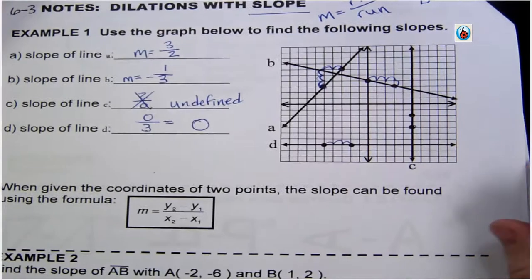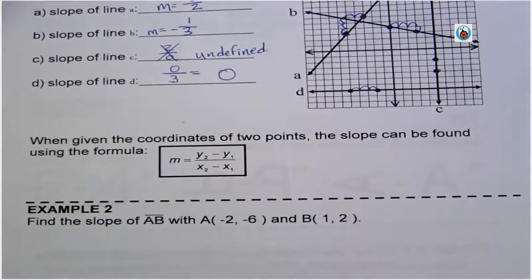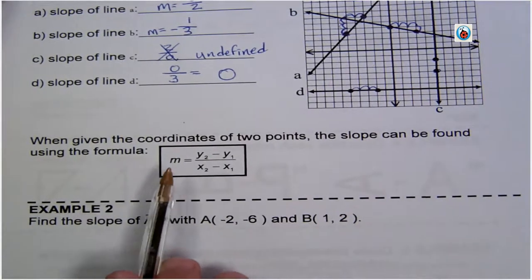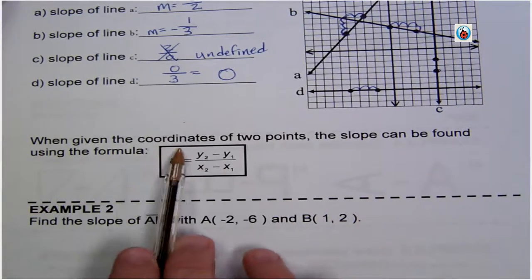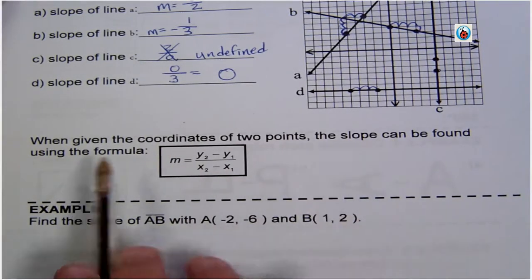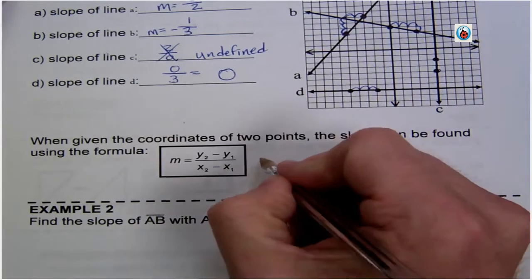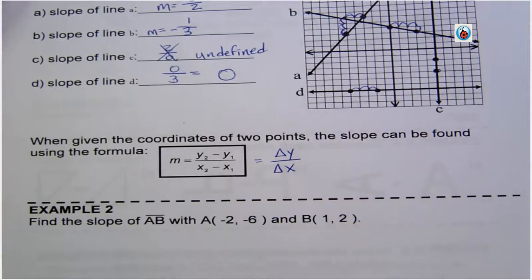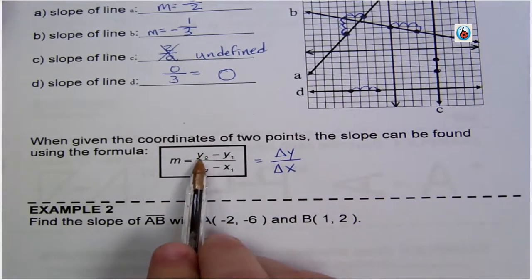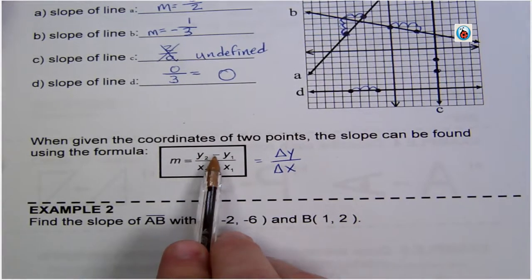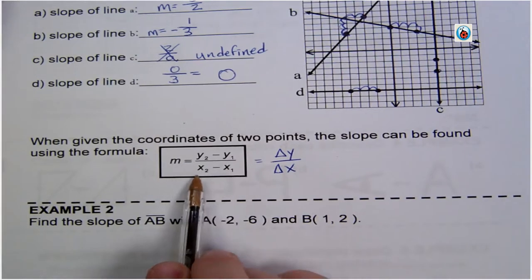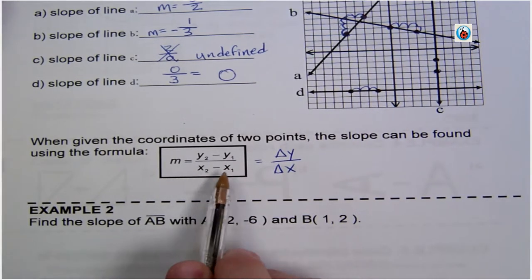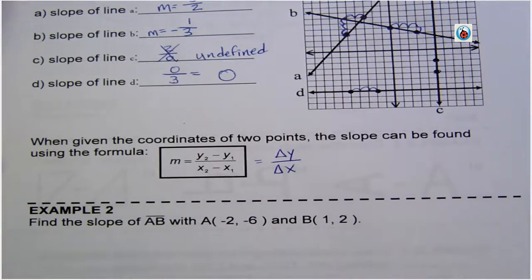Okay? Now sometimes they don't give us a graph. Sometimes maybe they just give us 2 points or information about the line. And so another way we can find slope is using the slope formula. So when given the coordinates of 2 points, the slope can be found using this formula. So like I said earlier, this is your change in y over your change in x. Alright, we're finding the difference between the two y values. So we do y2 minus y1 divided by the difference between the two x values, x2 minus x1.